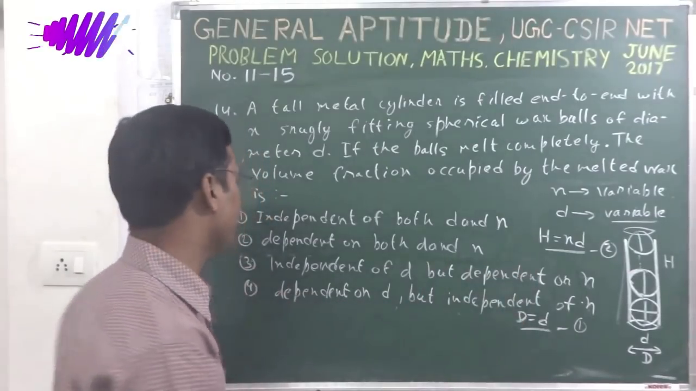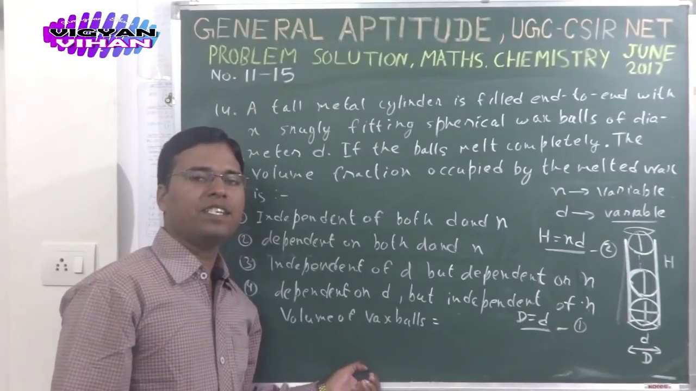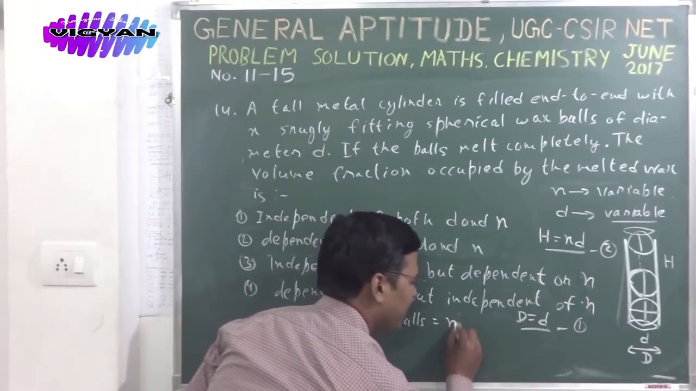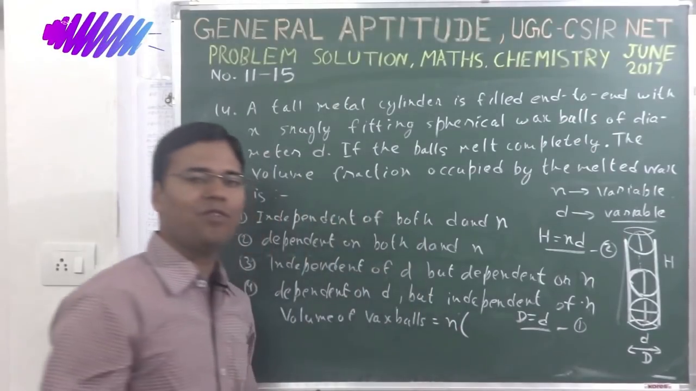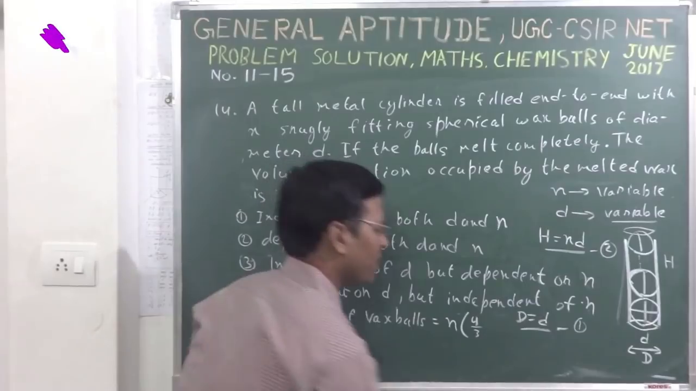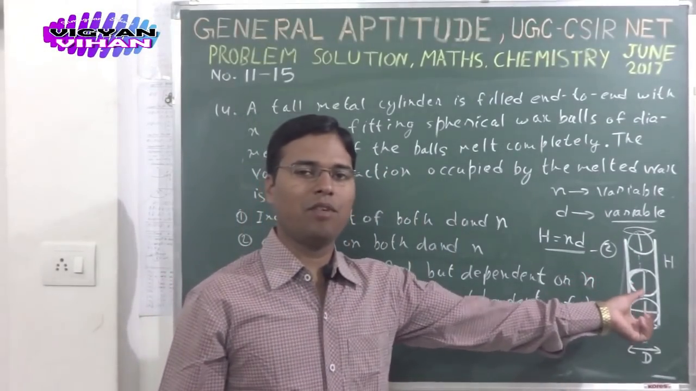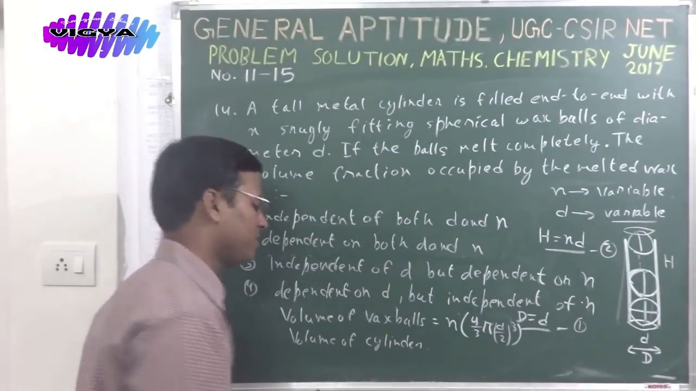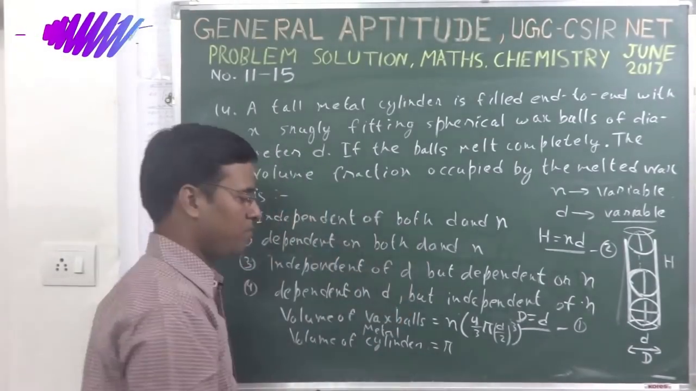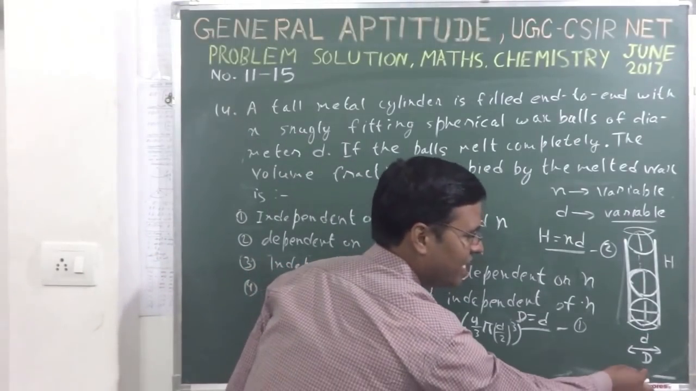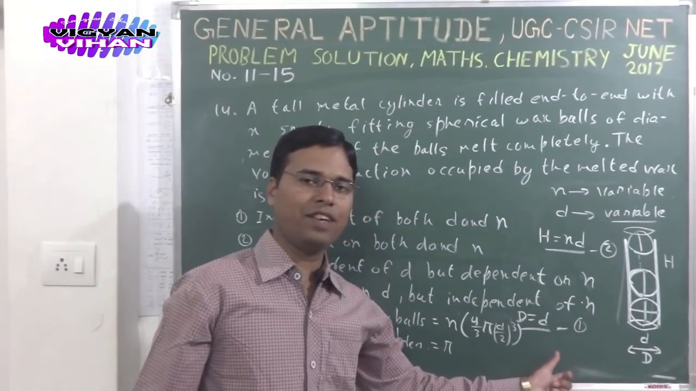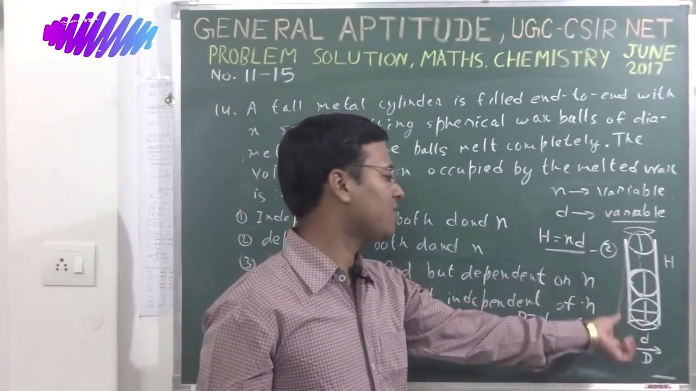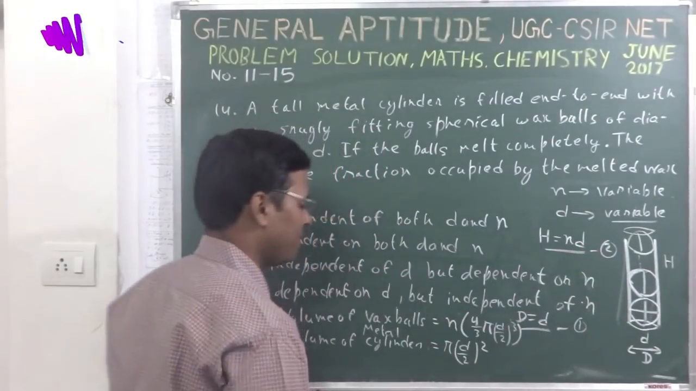Now the total volume of wax balls, which will be the same after melting these balls or before melting these balls, is n number of balls multiplied by the volume of a single ball, that is 4 by 3 pi r cube, where the radius of the spherical ball is small d by 2, so 4 by 3 pi times small d by 2 cube. Volume of the metal cylinder will be equal to pi r square, that is here capital D by 2, or you can write using the first relation, small d by 2 square, that is pi r square here, and its height, the length of the cylinder, is small n multiplied by d.